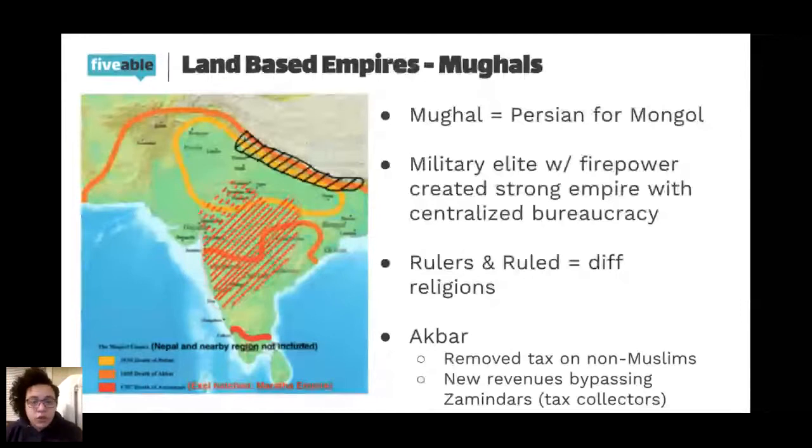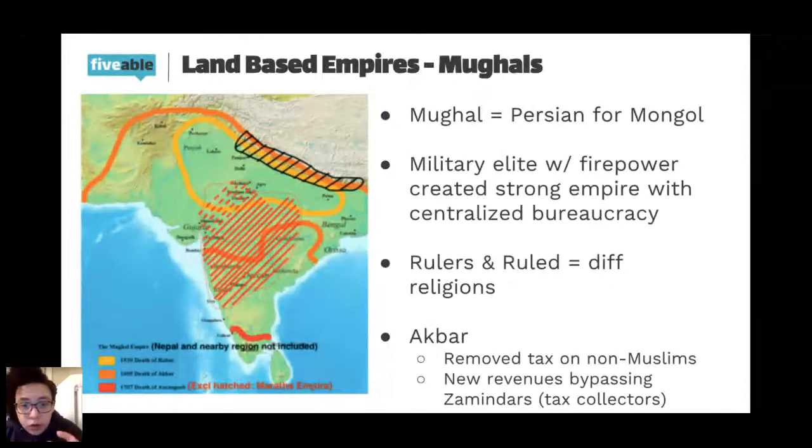So the rulers were a different religion than the ruled, right? The Mughals are Muslim and most of India is Hindu. So you do have this balance, just like the Manchus, right? You have a difference in the religion of who is in charge and the religion of who they're ruling over.